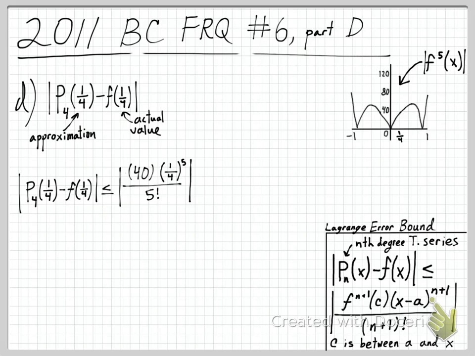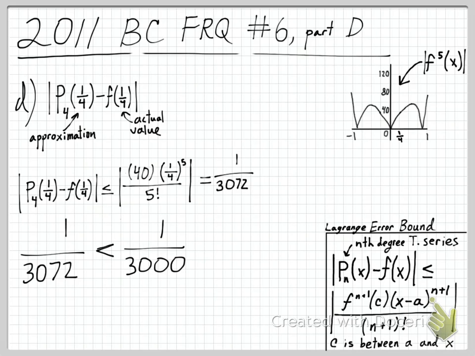And if you do the calculation, which might be a bit difficult since this is a no calculator problem, but you can leave it simplified, you get 1 over 3072, which is definitely less than 1 over 3000. So if you just think about it, using the Lagrange error bound in the AP problems actually isn't that difficult.